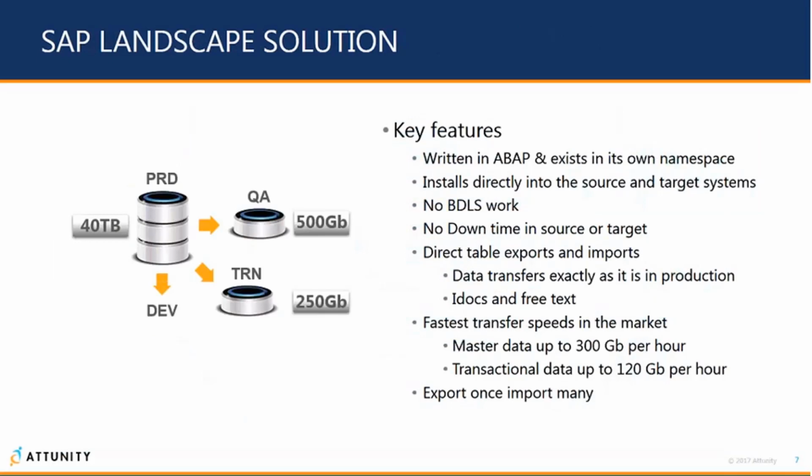So what is Gold Client? Gold Client is a tool that is written in ABAP, exists in its own namespace, and installs directly into your source and your target systems. It is designed to remove the need to do full production copies, remove the need to have any downtime in your source or target systems, and to provide real, relevant, and reliable subsets of the data in your production systems to the business for the purposes of development, testing, and training. It's designed to be on demand, so the functional teams can pull the data they need when they need it.